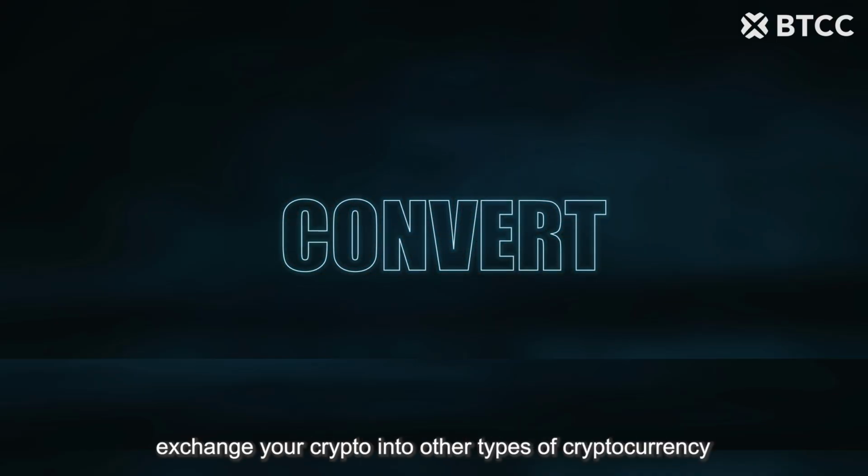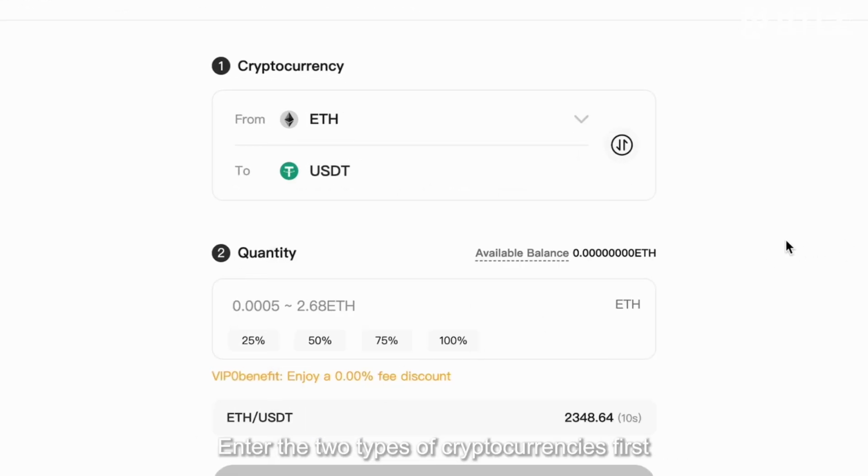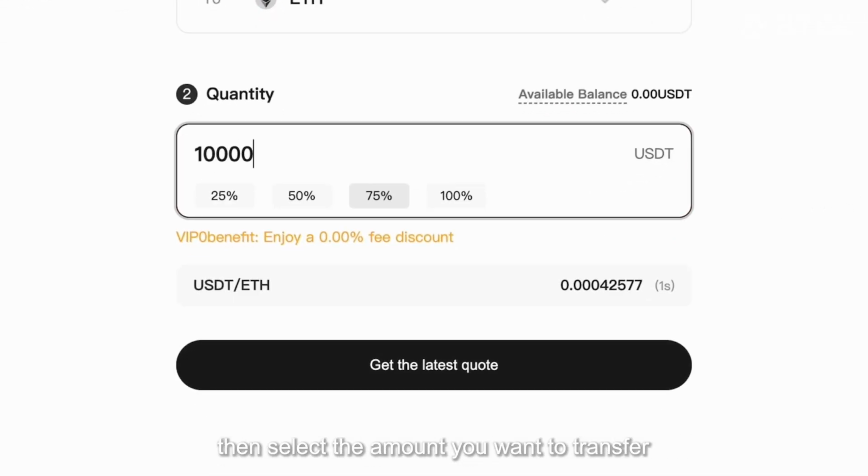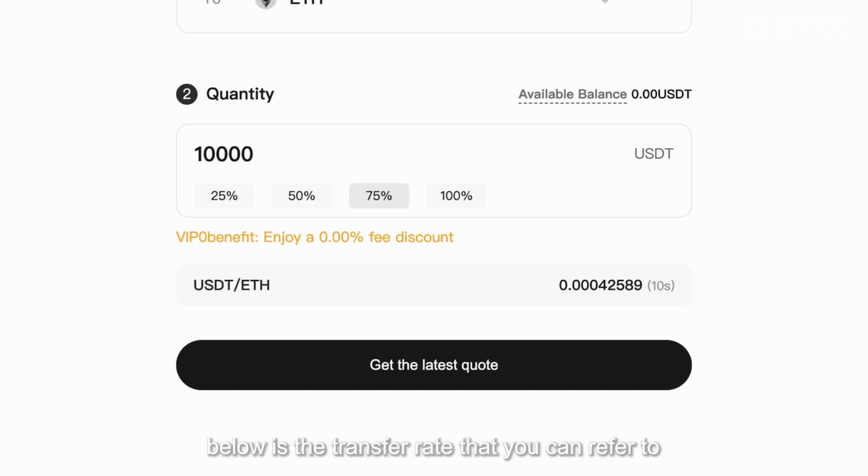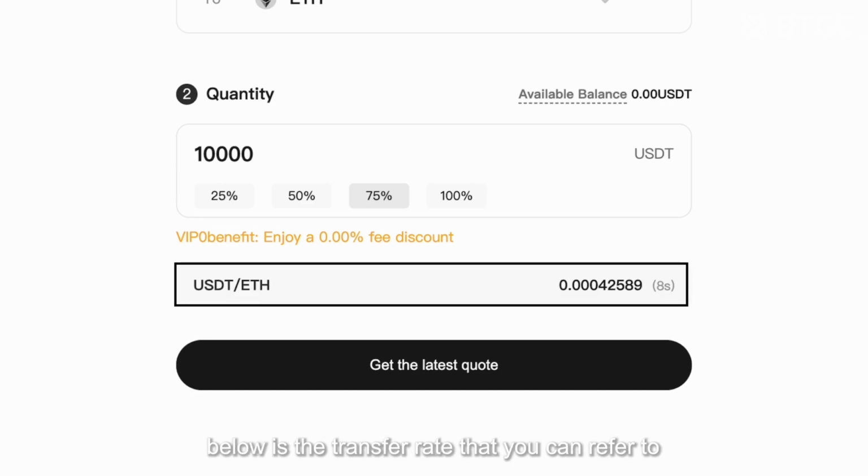Convert is a function to exchange your crypto into other types of cryptocurrency. Enter the 2 types of cryptocurrencies first, then select the amount you want to transfer. Below is the transfer rate that you can refer to.